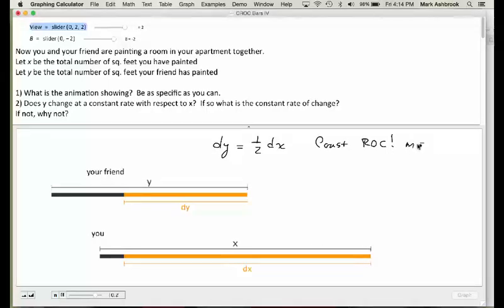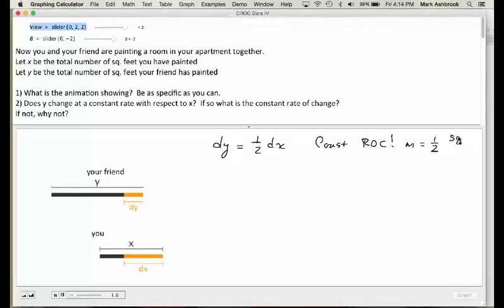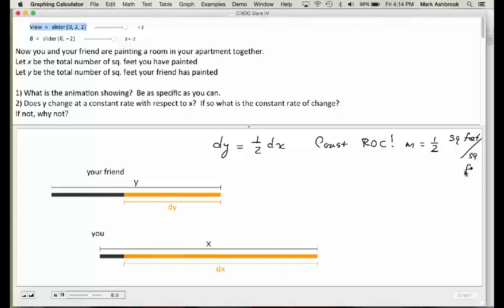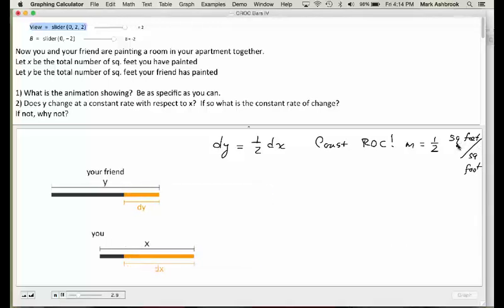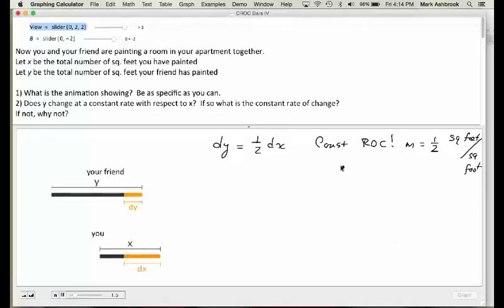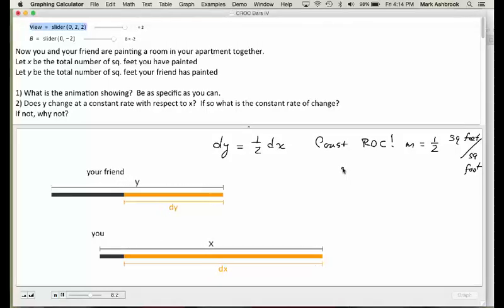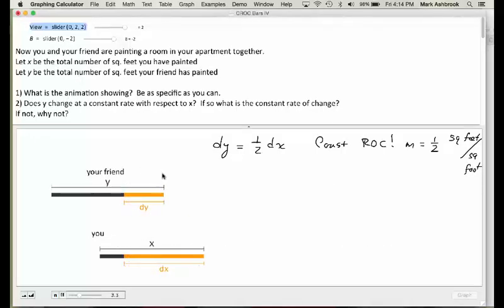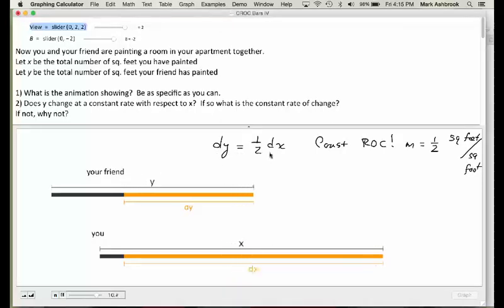With a constant rate of 1/2 square feet per square foot. Square feet that your friend paints per square foot that you paint. So for every additional square foot that you paint, your friend paints half a square foot. So if you paint an additional 40 square feet, your friend just painted an additional 20 square feet. So this is constant rate of change, again, because constant rate of change between two quantities y and x is about having proportionality of the changes in the quantities, or in other words, dy is a constant multiple of dx.